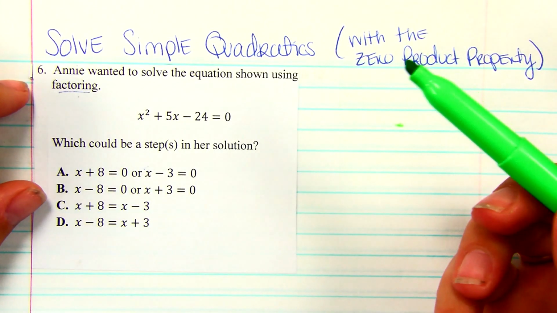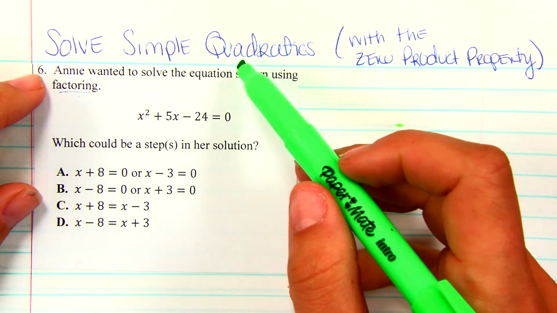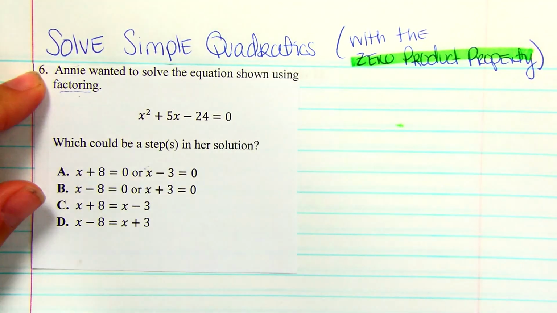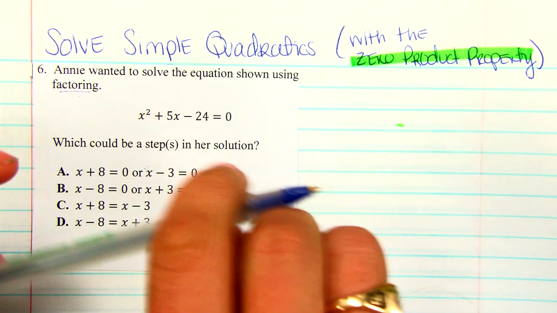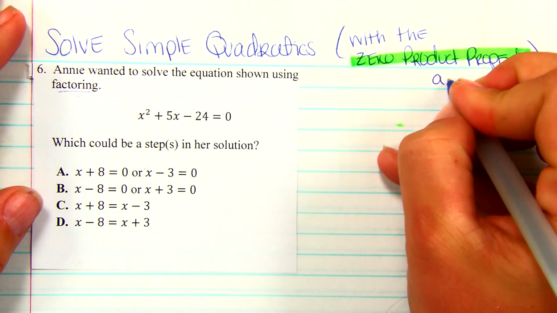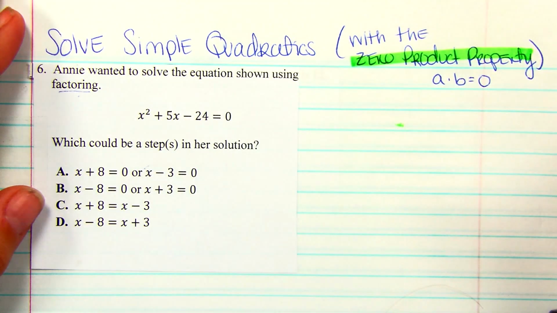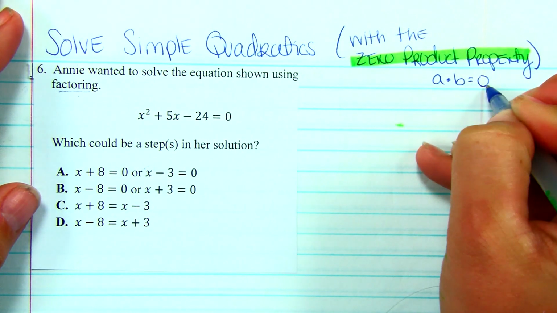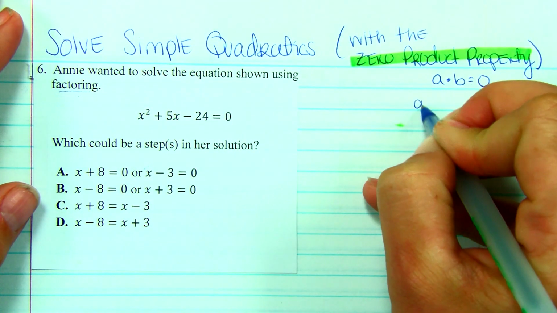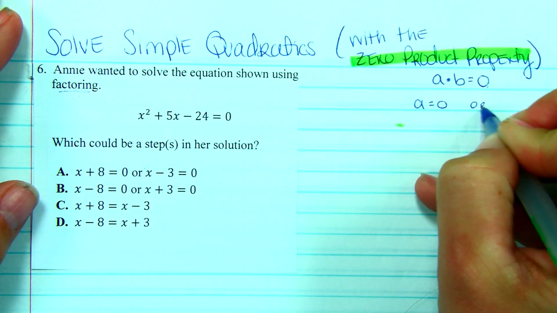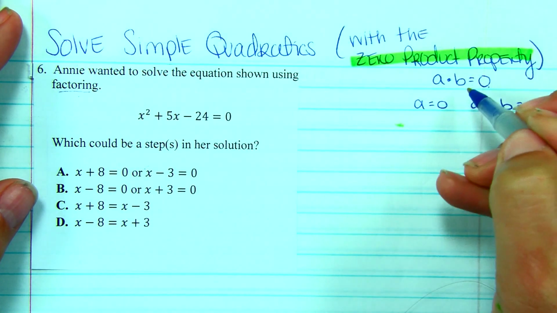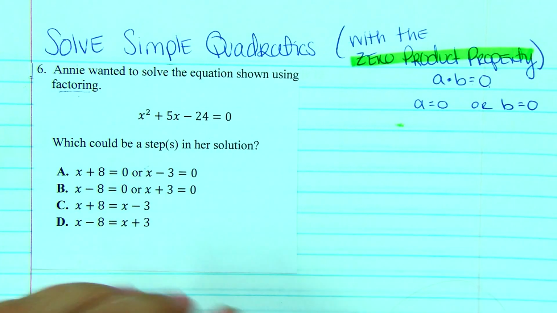Alright, so in this video we're going to solve some simple quadratics, specifically using what's called the zero product property. As a reminder, the zero product property says that if A times B equals 0, meaning if two things are multiplied together and their product is 0, then either A equals 0 or B equals 0, because anything times 0 is 0. This is the property that we are going to use to solve these problems.